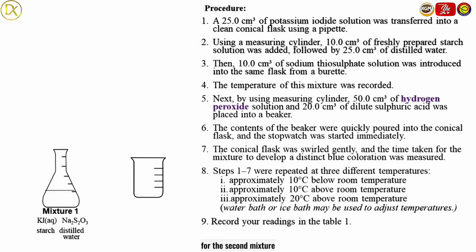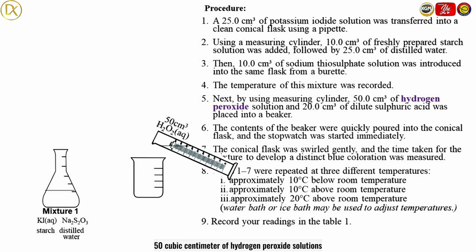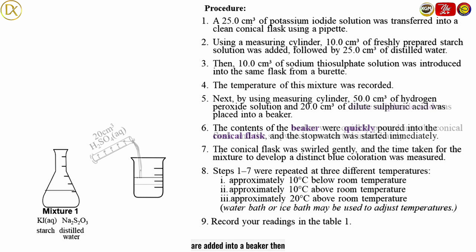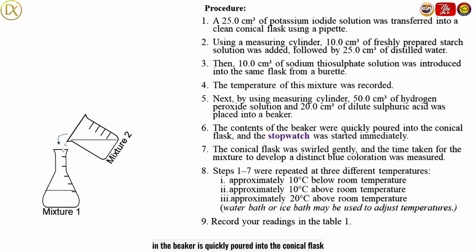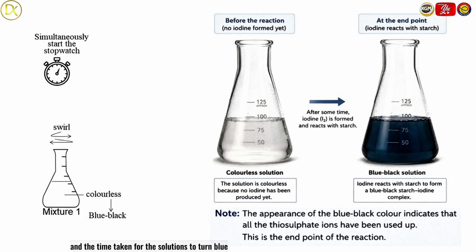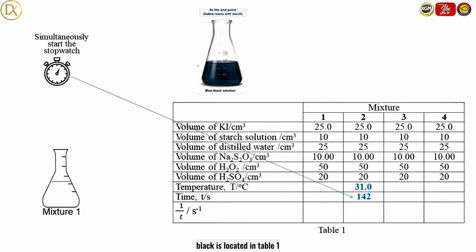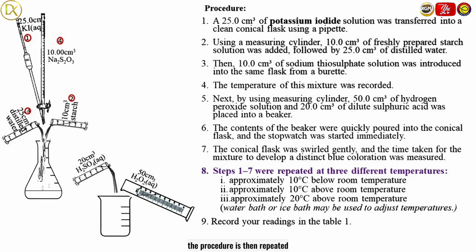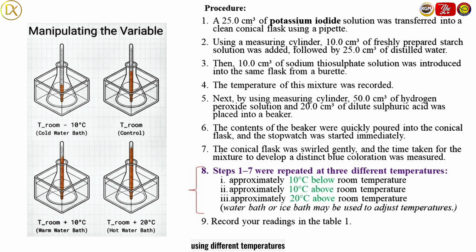For the second mixture, 50 cubic centimeters of hydrogen peroxide solution and 20 cubic centimeters of sulfuric acid are added into a beaker. Then the solution in the beaker is quickly poured into the conical flask, and the stopwatch is started simultaneously. The conical flask is swirled gently, and the time taken for the solution to turn blue-black is recorded in Table 1. The procedure is then repeated using different temperatures.